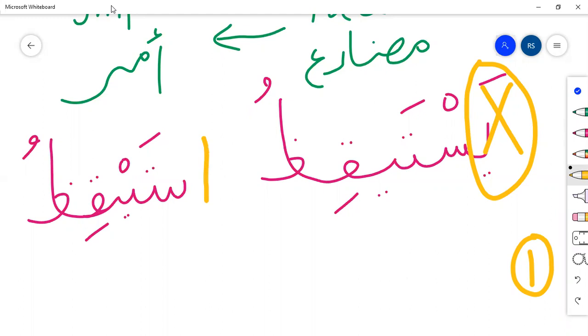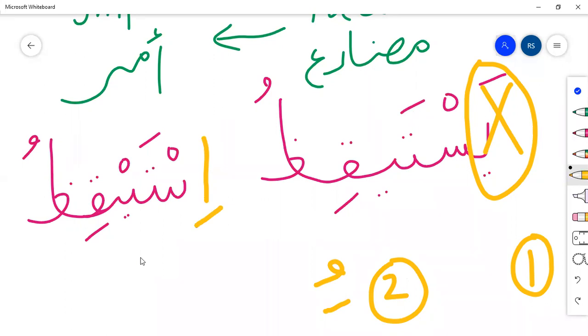Then second step, what will we use on alif? Whether we will use dhamma or kasra. So you need to make a decision between dhamma and kasra. For that purpose, you will look here. If we have dhamma here, then you will put dhamma on alif. But if you don't have dhamma here, then you will give kasra to alif. This is the second step.